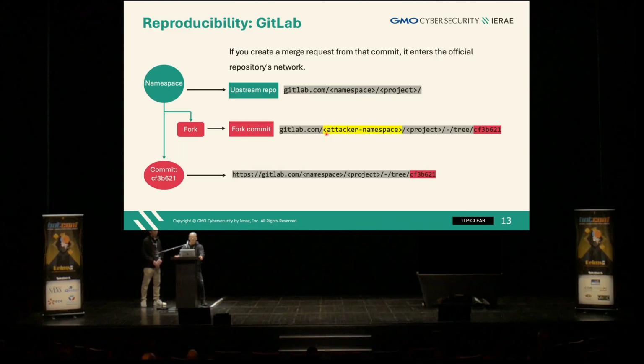But there is still a way to get the commit into the upstream network. If you make a merge request, the commit enters the official repository network. So on GitLab, the attacker forks, commits, then opens a merge request. After that, the commit becomes visible from the upstream URL.